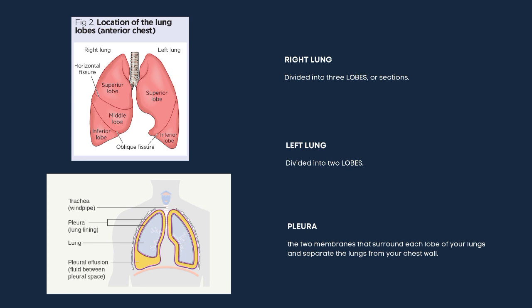The right lung is divided into three lobes or sections: the superior lobe, middle lobe, and inferior lobe. The line that divides these three lobes is called the horizontal fissure. Next is the left lung. The left lung is divided into two lobes only. These are the superior lobe and the inferior lobe. Both the right and left lung have the oblique fissure in their lower part. Next is the pleura. It is a thin layer of tissue that covers the lungs and lines the interior wall of the chest cavity. It protects and cushions the lungs.